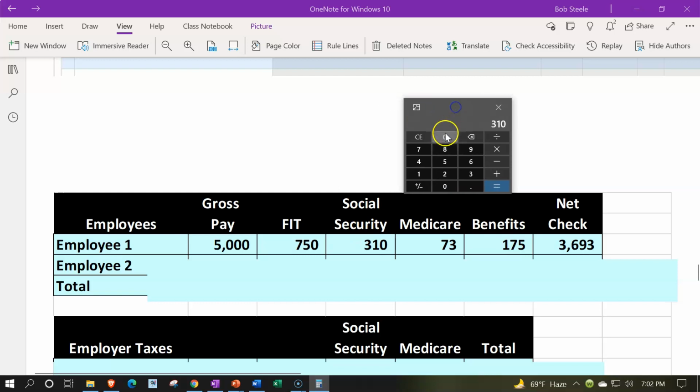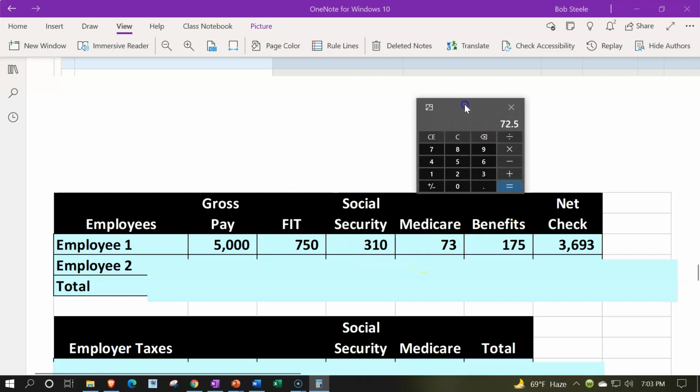And then the second is Medicare, so 5,000, also a flatter tax, with some exceptions, but usually a lot easier to calculate than the FIT. 5,000 times 0.0145, 1.45%, about $73.